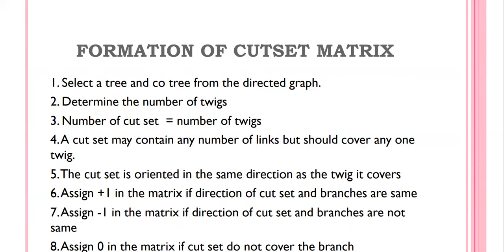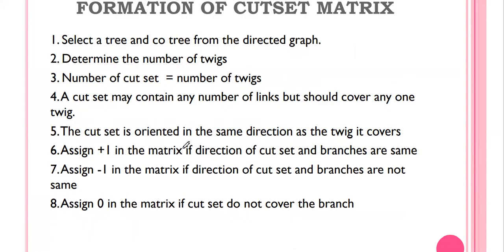In the tie set matrix, we have to determine the number of links. Link is nothing but the branches of the co-tree. Here we have to determine the number of twigs. Then the number of twigs is equal to the number of cut sets. Previously, the number of tie sets is equal to the number of links, but here the number of cut sets is equal to the number of twigs. Then we have to form each cut set and assign values. If the cut set direction and the branch direction are the same, we have to assign +1.